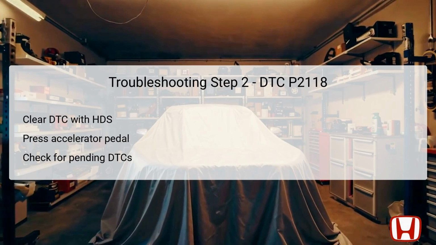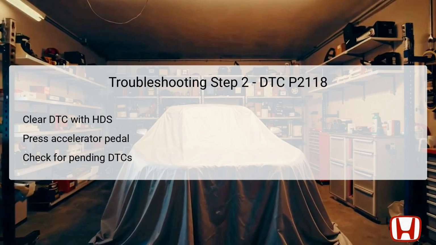Clearing the code helps ensure that any transient errors that may not reflect current conditions are not mistaken for persistent issues. The next step involves slowly pressing the accelerator pedal to the floor, which allows the system to adapt and recalibrate the throttle actuator. Following this action, check for pending or confirmed DTCs using the HDS again. If DTC P2118 is still present, it indicates that the problem persists, thus necessitating further diagnostic steps.